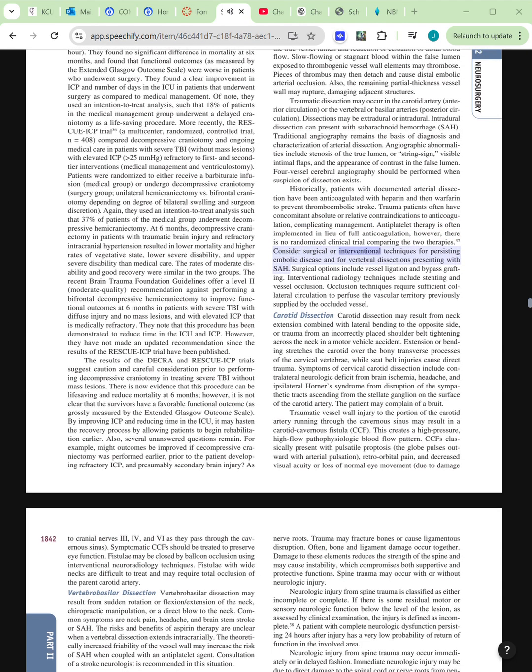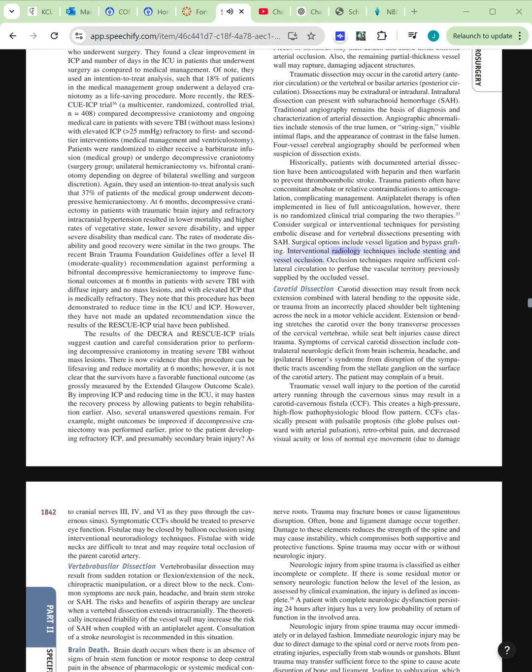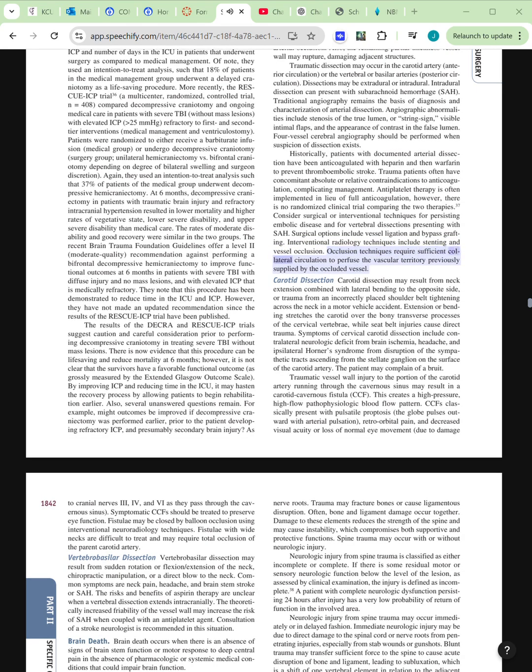Consider surgical or interventional techniques for persisting embolic disease and for vertebral dissections presenting with SAH. Surgical options include vessel ligation and bypass grafting. Interventional radiology techniques include stenting and vessel occlusion. Occlusion techniques require sufficient collateral circulation to perfuse the vascular territory previously supplied by the occluded vessel.